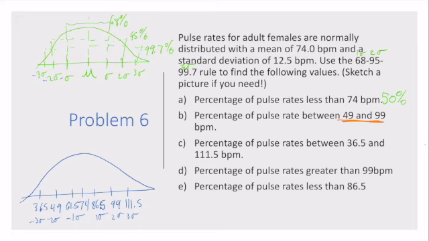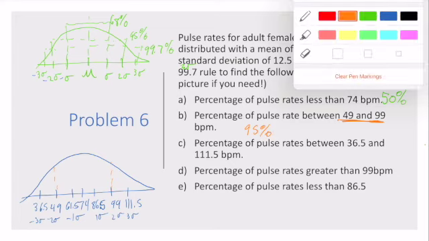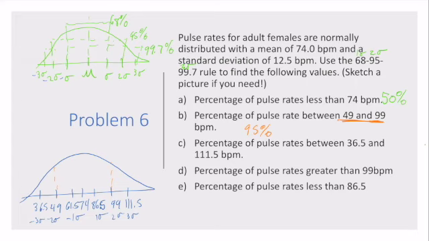So I want to know what percentage of pulse rates are between 49 and 99 beats per minute. Well, 49 and 99 both mark our second standard deviations, so it's going to be 95%. Next, I need to know what percent of pulse rates are between 36.5 and 111.5. Well, that marks our third standard deviation, so that's going to be 99.7%.